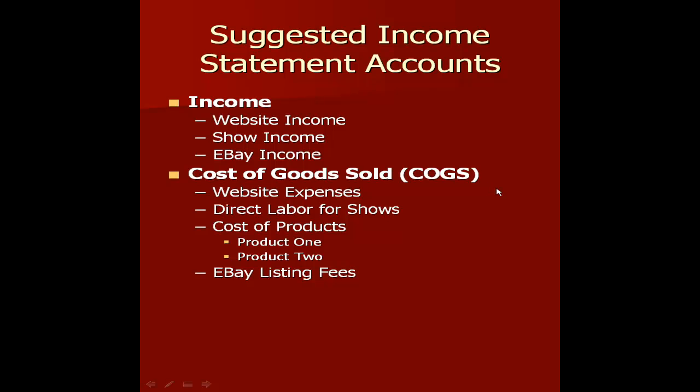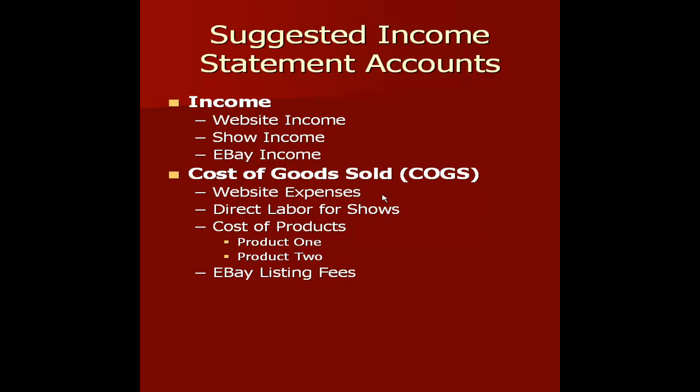of product. On the cost of goods sold, the next section, you really want to know your website expenses. That's going to be a direct cost. For your website income, you're going to have website expenses. Like if you have a website through us and we're hosting it, it's $29.95. You can take that off there. There may be other things like your merchant accounts and so forth on a percentage basis. So that would be a cost of goods sold.